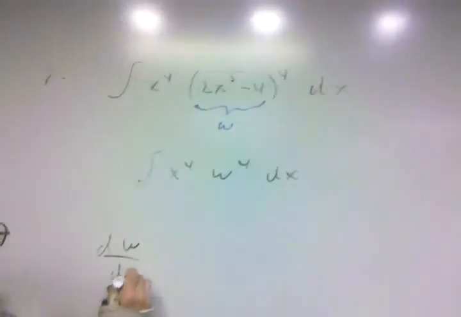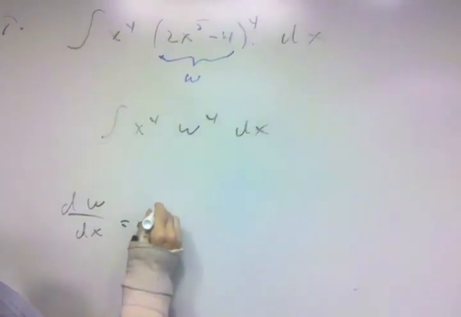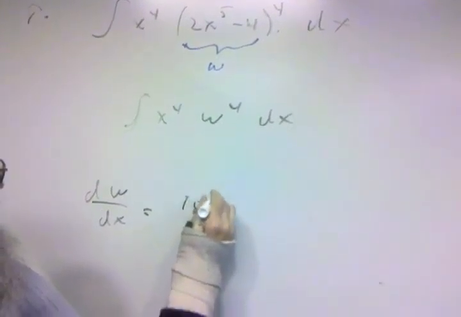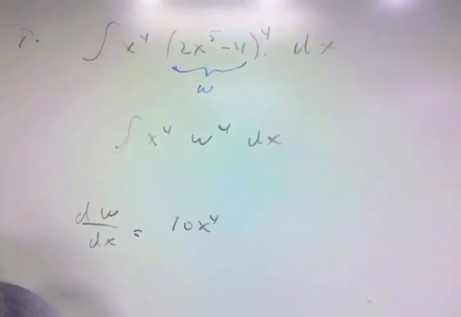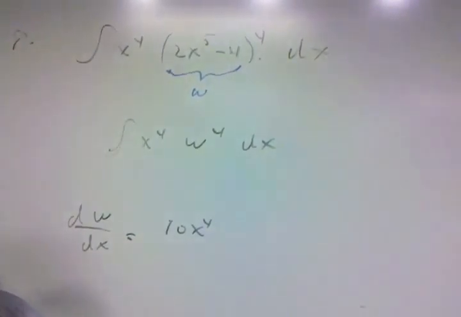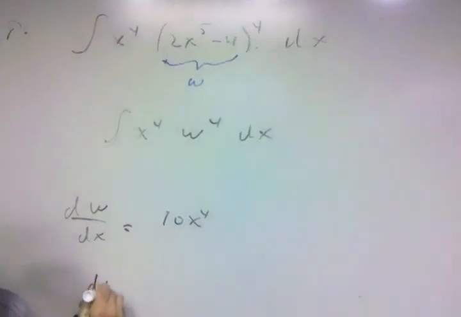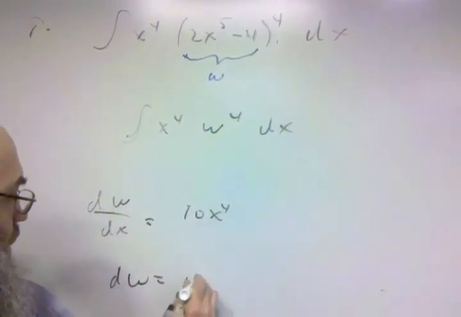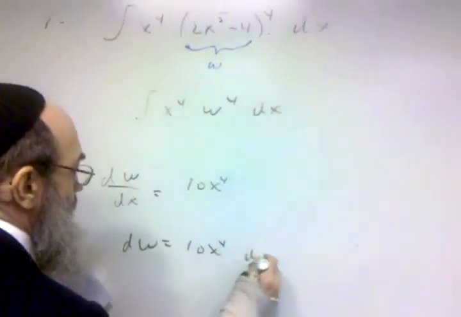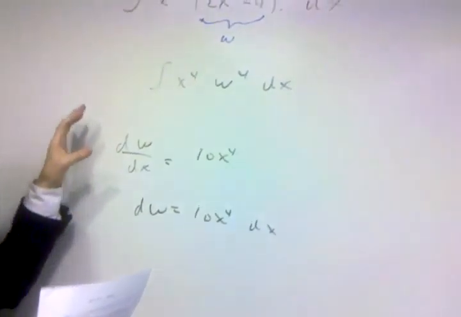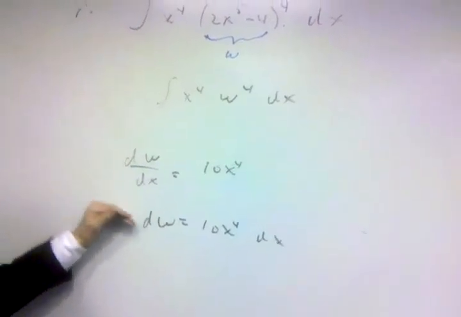dw dx equals 10x to the fourth. That's what dw dx is. Now we solve this equation for dx. dw equals 10x to the fourth times dx. And remember, dw dx is really the derivative. They are not separate numbers like fractions.